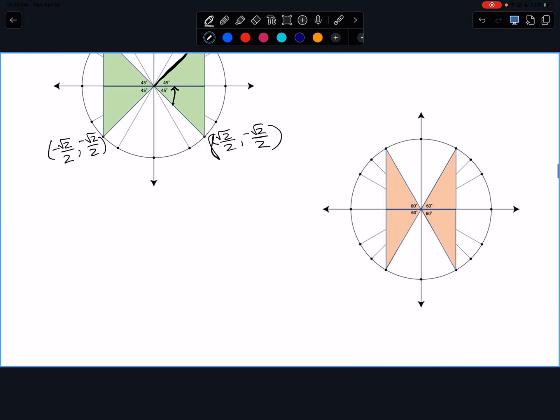All right, and then the 60 degree. 60 degree is which family? Pi over 3. Good. Which we know is 1/2 and square root of 3 over 2, right? So then over here, we're going to negate the x.